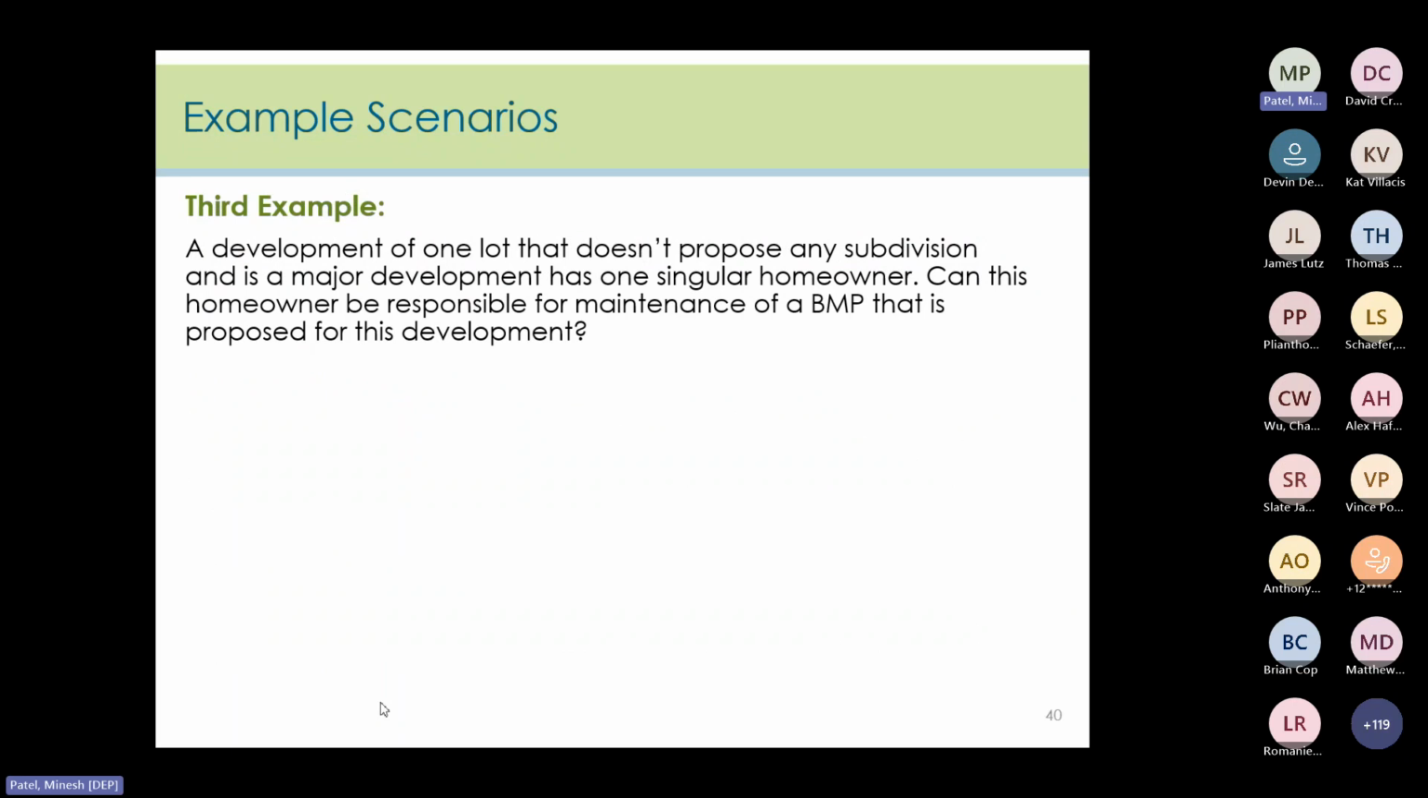And let's look at a third example here. A development of one lot that doesn't propose any subdivision and is a major development has one singular homeowner. Can this homeowner be responsible for maintenance of a BMP that is proposed for this development? So take a couple seconds and think of the answer for this.